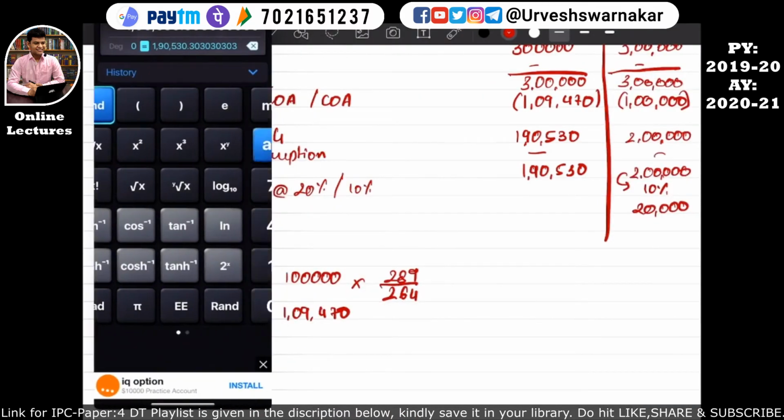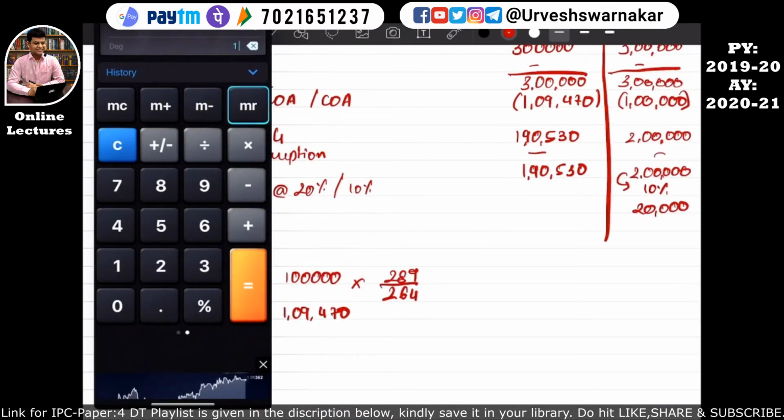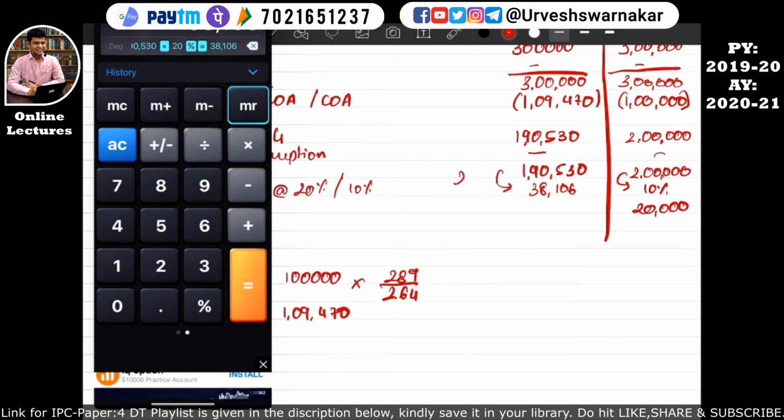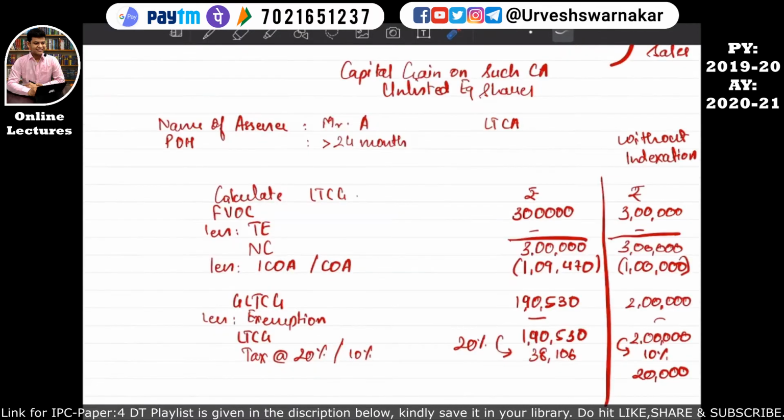On this, tax will be calculated at the rate of 20%. So on this 1,90,530 into 20% is equal to 38,106. Tax is 20%. I hope this is quite clear. So which method should we follow? We should follow the without indexation method, because the tax liability is lower in the without indexation method. I hope this is quite clear to you all.